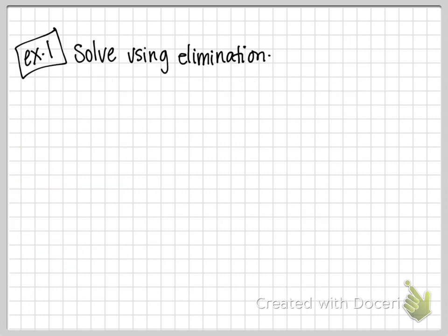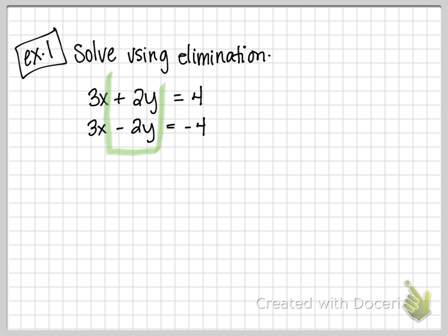All right, so this tells us to solve using elimination, so we're going to use this elimination method to solve. Here's our system. 3x plus 2y equals 4. 3x minus 2y equals negative 4. Now, if you were given this and you weren't told you have to solve using elimination, you would want to use elimination because we have opposite values, a positive 2y and a negative 2y. Do you see that?